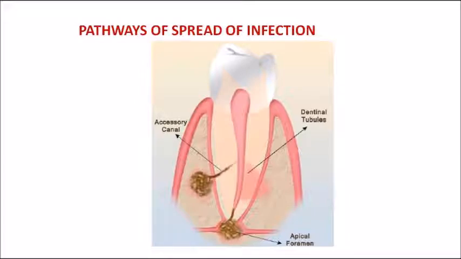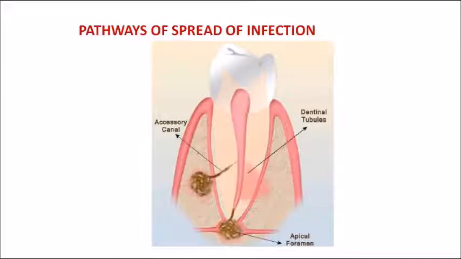Now, accessory canals are there, which cause infection in the lateral areas of the tooth root, as well as the apical region, which is infected through the apical foramen openings, where the infection spreads into the periapical area. Okay, so this is how infection can spread. So these are the 2 pathways of spread of the infection.